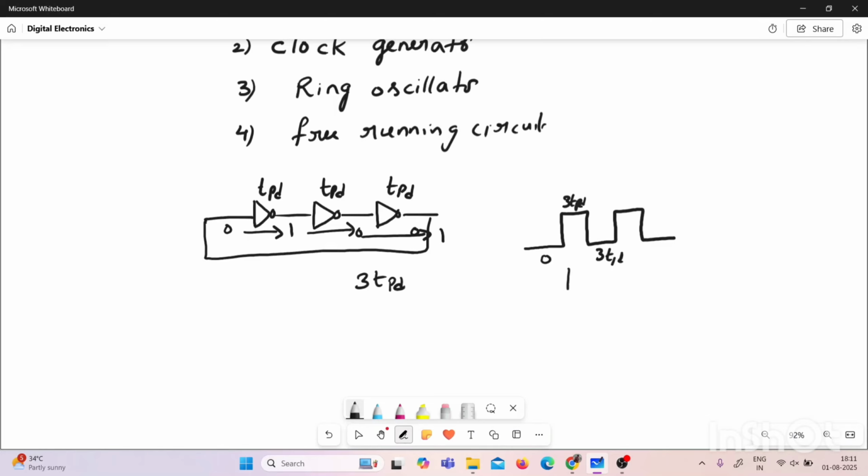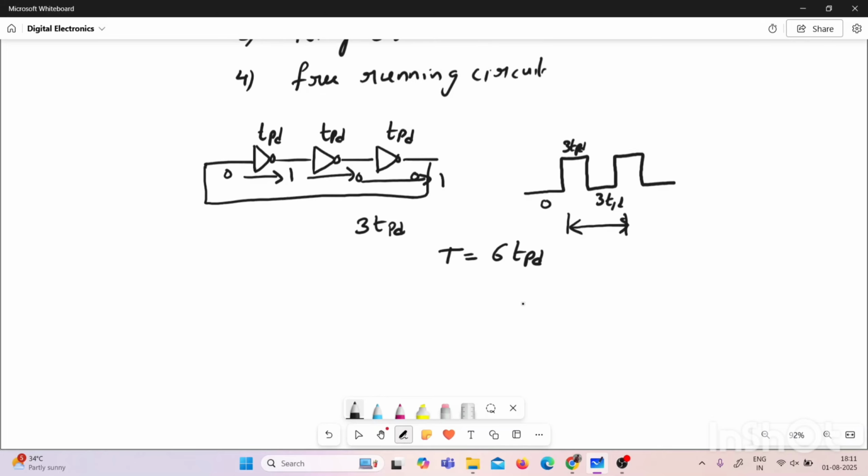Now what is the frequency of this? The time period for this clock signal is T is equal to 3 TPD plus 3 into TPD. We are getting 6 TPD. 6 TPD is the total time period for the given signal. Now sometimes we are asked to calculate the frequency. So frequency means F is equal to 1 by T. So 1 by 6 into TPD. Now based on the propagation delay time, you are able to calculate the corresponding frequency.